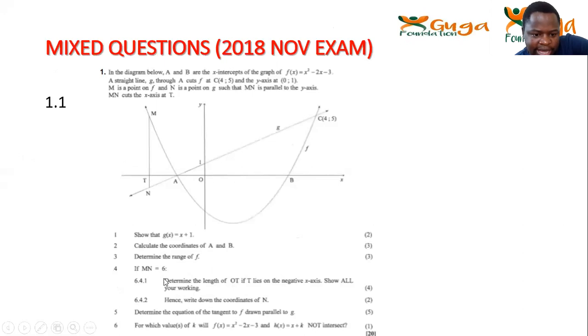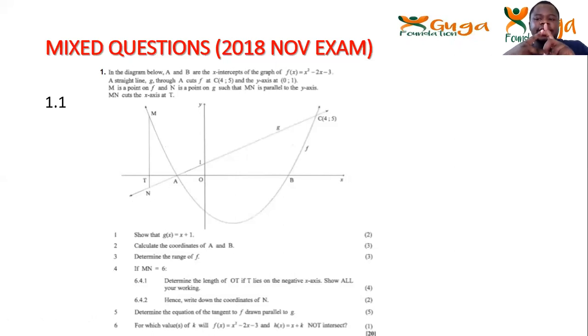Show all your working. Okay, here we just have to determine the length. We're given that MN, from here to here, is 6 units. This MN is composed of this piece of the graph of f(x) and also this piece of g(x). So it's sort of like this.